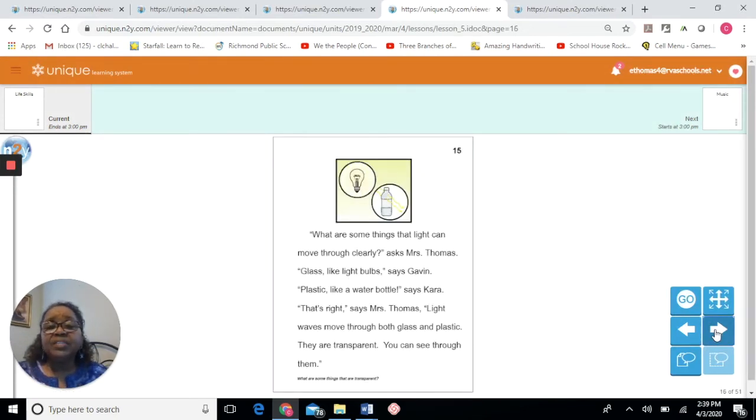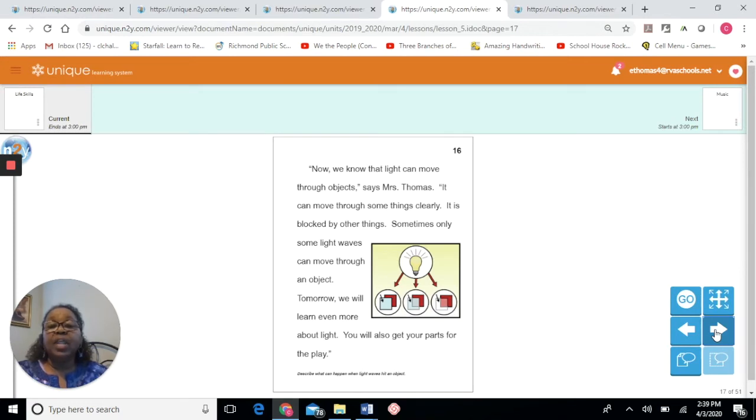"What are some things that light can move through clearly?" asks Mrs. Thomas. "Glass, like light bulbs," says Gavin. "Plastic, like a water bottle," says Kara. "That's right," says Mrs. Thomas. "Light waves move through both glass and plastic. They are transparent. You can see through them."